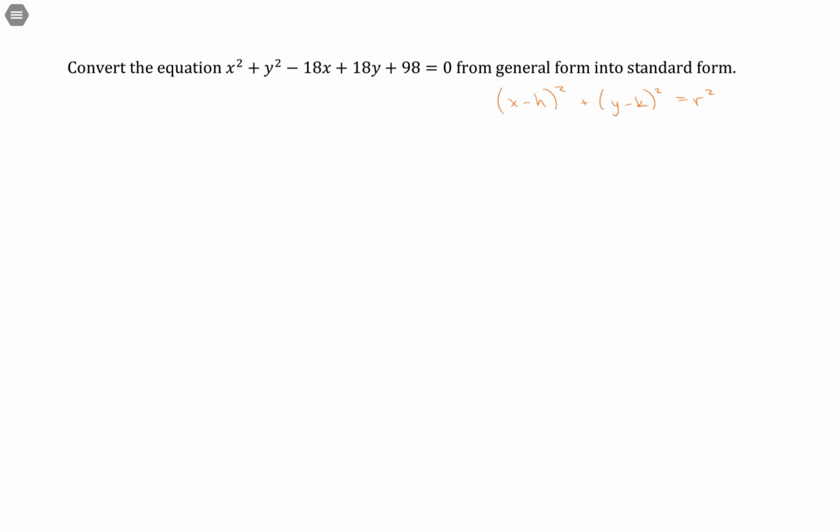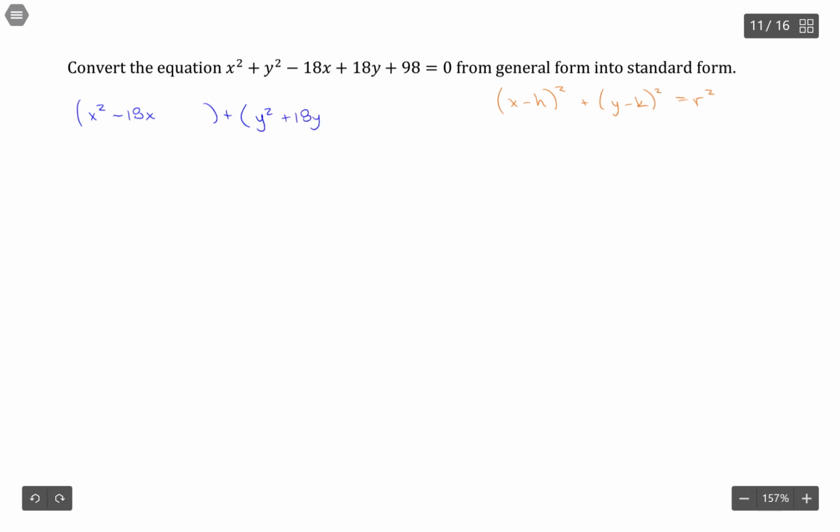So to go the other direction, what we have to do is first off just group together everything with x's. And I leave a little space here for my process of completing the square. Then group together everything with the y's. And move the constant to the other side of the equation.